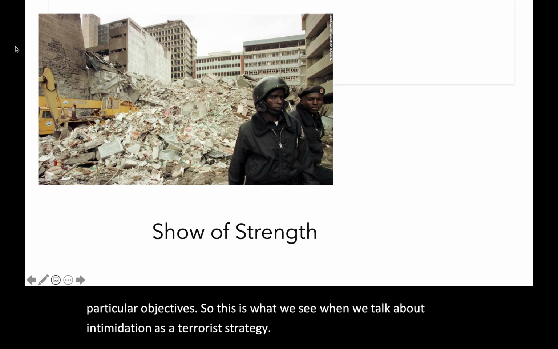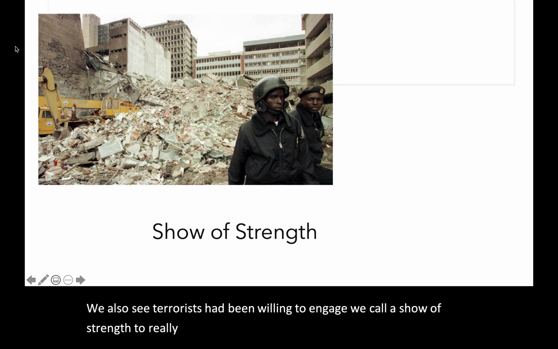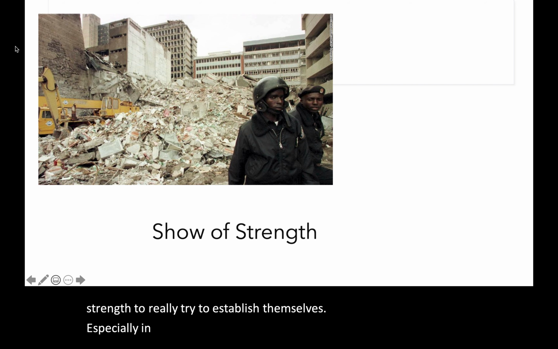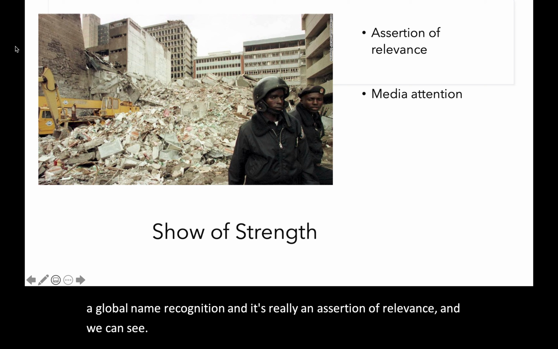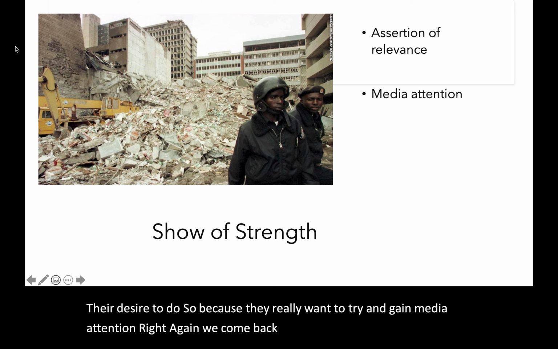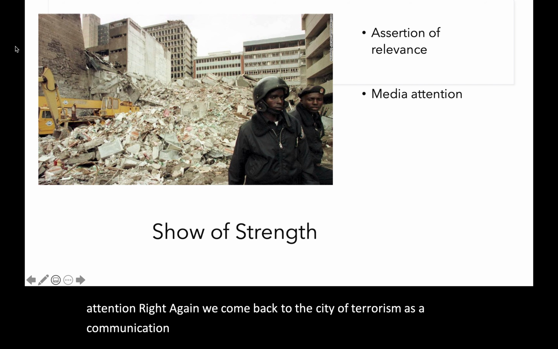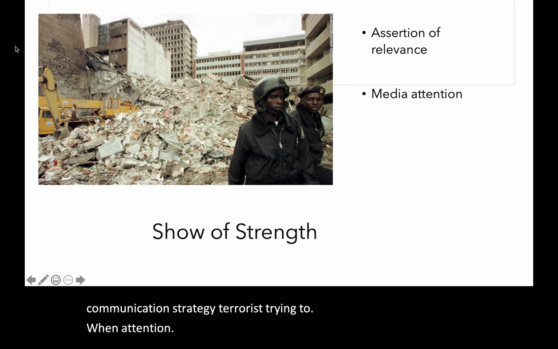We also see terrorists have been willing to engage in what we call a show of strength, to really try to establish themselves, especially when they want to achieve a global brand and global name recognition. And it's really an assertion of relevance. We can see their desire to do so because they really want to gain media attention, right? Again, we come back to this idea of terrorism as a communication strategy, terrorists trying to win attention in people's minds to instill that fear. A show of strength is a way for them to do that.